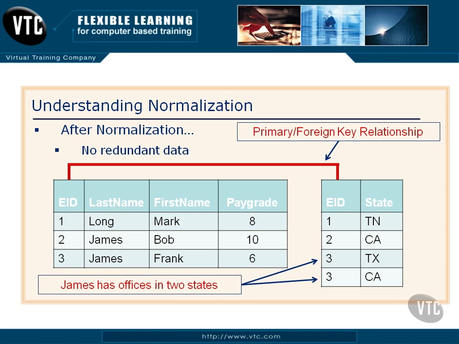We've replicated our key here, the EID column, but other than identifying the relationship between the tables, this data really doesn't have any intrinsic meaning to our data. It's a lot better to replicate this as opposed to actual data, Frank James and pay grade and so forth. That is in essence normalization.